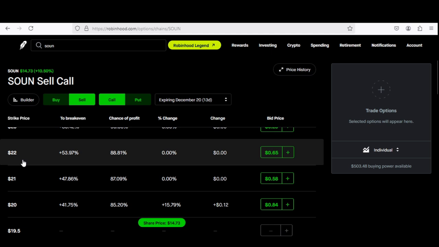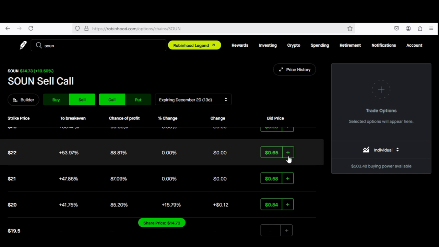Now, with the $22 strike price, that gives me a chance of profitability of around 88%, or close to 90%. Also, in addition to that, because I'm selling a call, I will be receiving 0.65, or $65. Each option contract is multiplied by 100 shares.